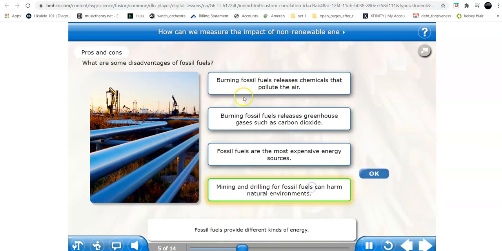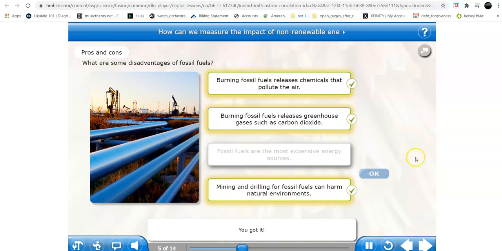Fossil fuels provide different kinds of energy. They are generally easy to find and easy to store. And natural gas and oil can be transported. Okay. You got it. I misread it.